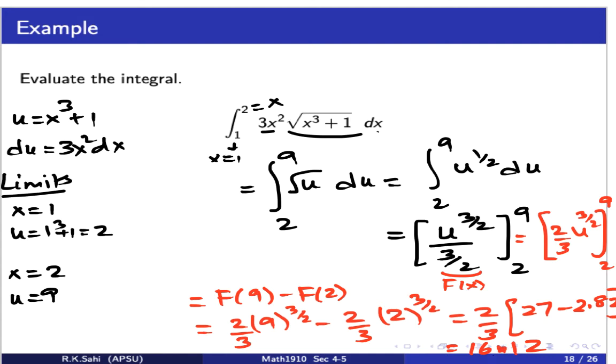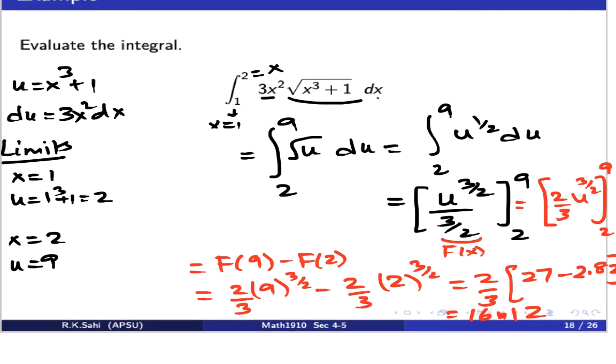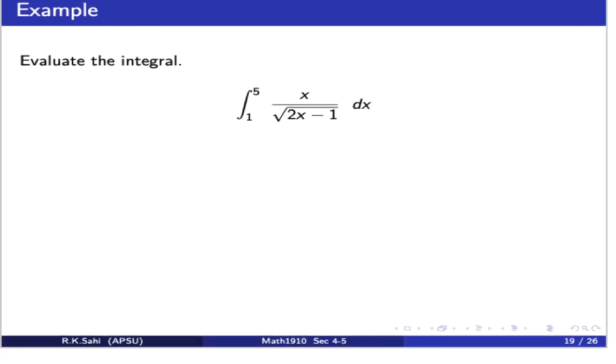Okay, now let's look at another kind of problem. Here we have x times the square root of 2x minus 1 dx. Till now we were able to see problems where the differential of the inside function was present. But here we don't see it. So here's a little trick, guys, we are going to work with. Some algebraic techniques would be used here.